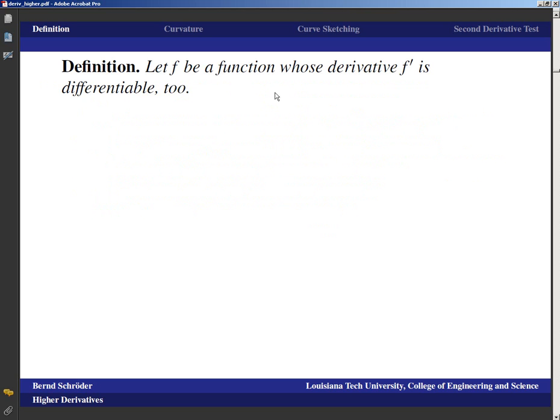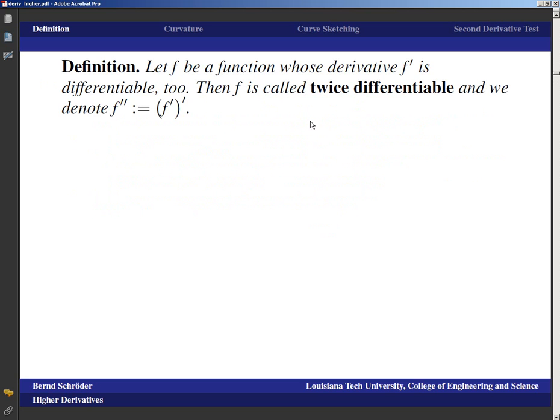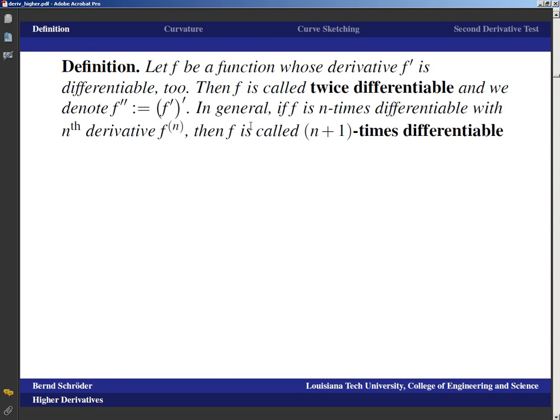Okay, so the definition is: if f is a function whose derivative is differentiable too, then we'll call f twice differentiable, and we'll denote f double prime to be just the derivative of the derivative. And in general, if f is n times differentiable, so if you can take the derivative and then the derivative and then the derivative and so on n times, and the nth derivative is f^(n), then f is called n plus 1 times differentiable if and only if the n plus first derivative, which is the derivative of the nth derivative, exists.